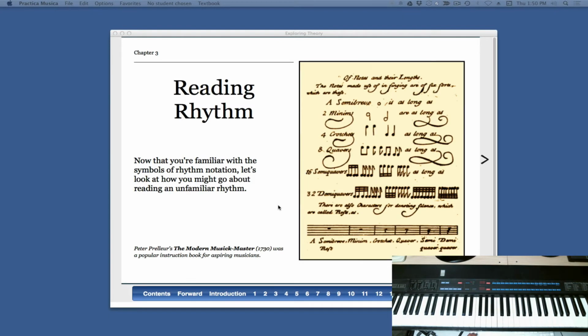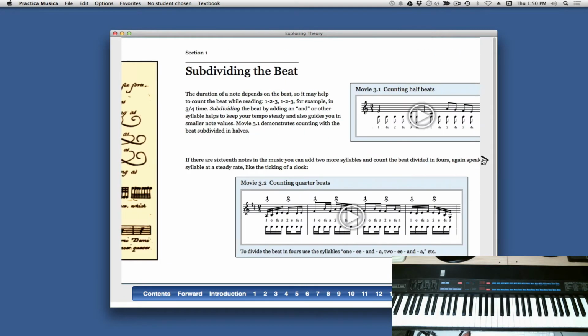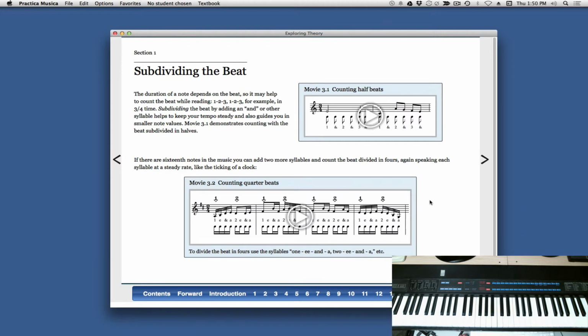This is a video explaining the principles in Chapter 3 of the Practica Musica Exploring Theory textbook. Well, we've learned all of the notation about rhythm, and so now we're going to learn a little bit how to read it and how to perform it. So, we see rhythms and things, so how do we figure out how to count it and everything? How do we figure out what it is?